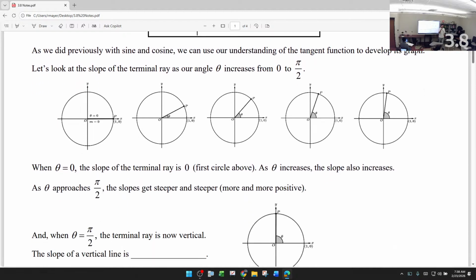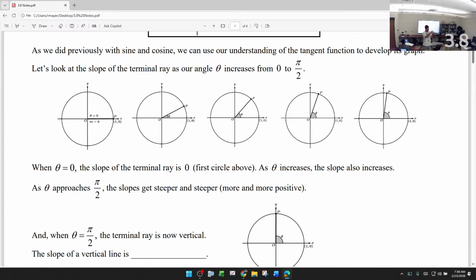So we're going to be talking about the graph of tangent. Before we go through the notes, let me ask you some general questions. We know the graph of sine and we know the graph of cosine, or I hope you do. Sine and cosine are by far the most used trigonometric graphs. It's not even close. Tangent is used ever so slightly.